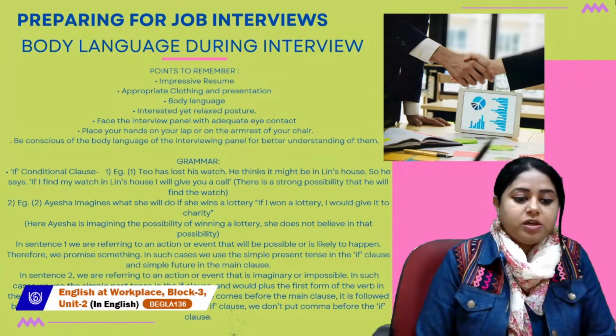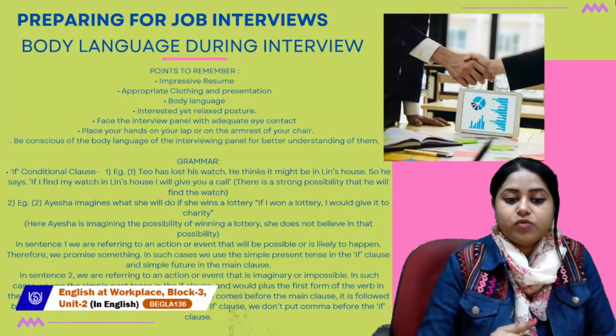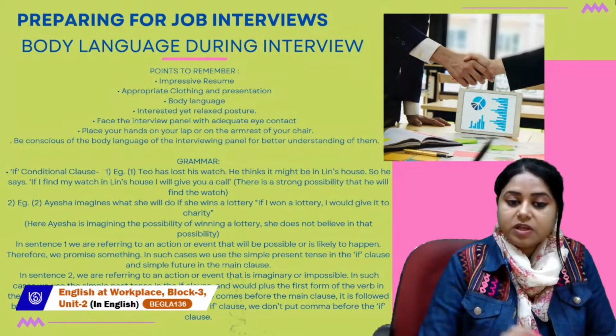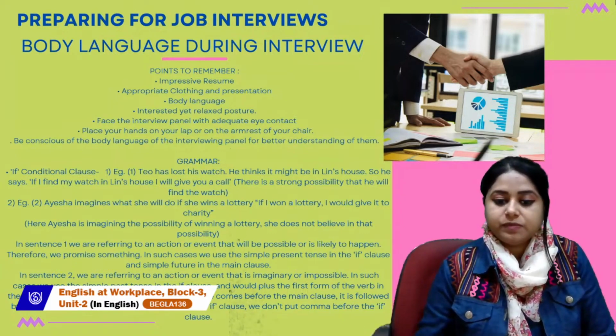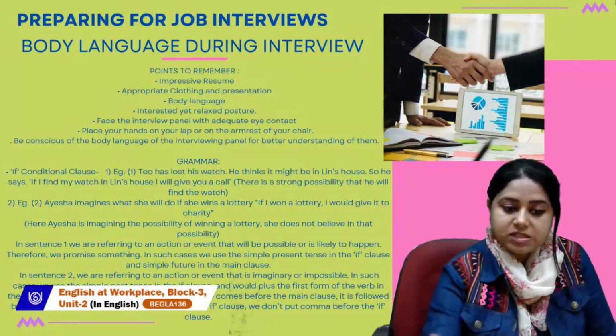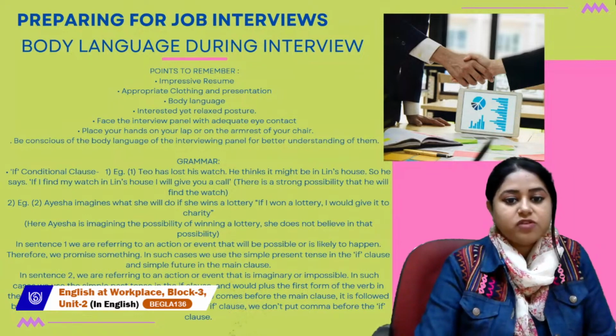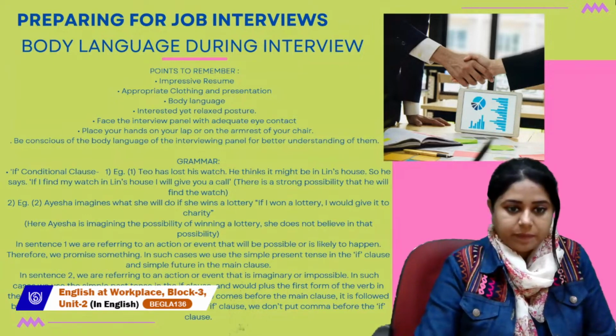Okay, if the main clause comes before the if clause, we don't put a comma before the if clause. If I won a lottery, comma, I would give it to charity. Okay, so you see the difference between the first sentence and the second sentence, right? In the first sentence, there is a strong possibility. In the second sentence, it's more of a probability.